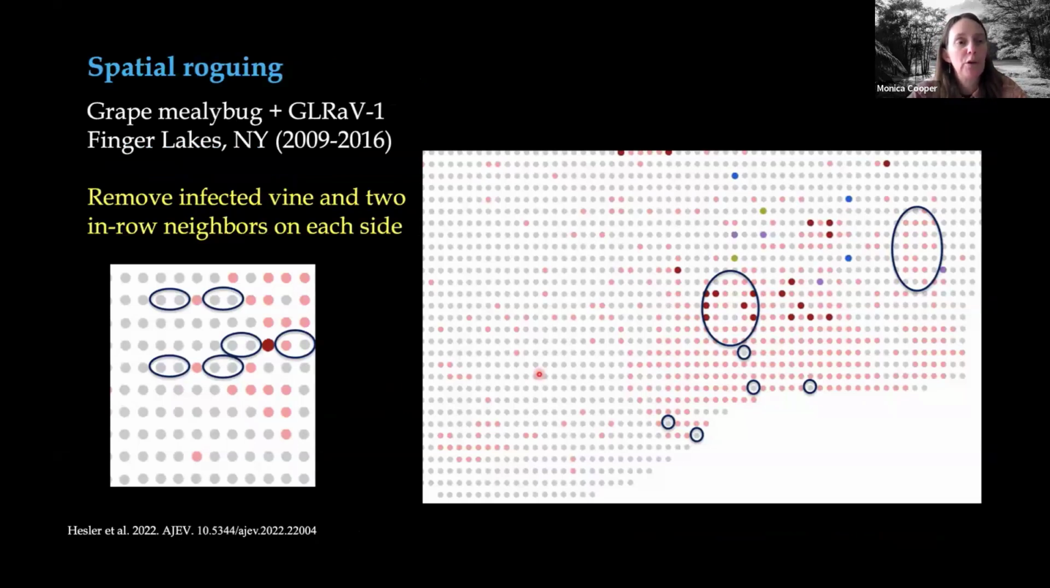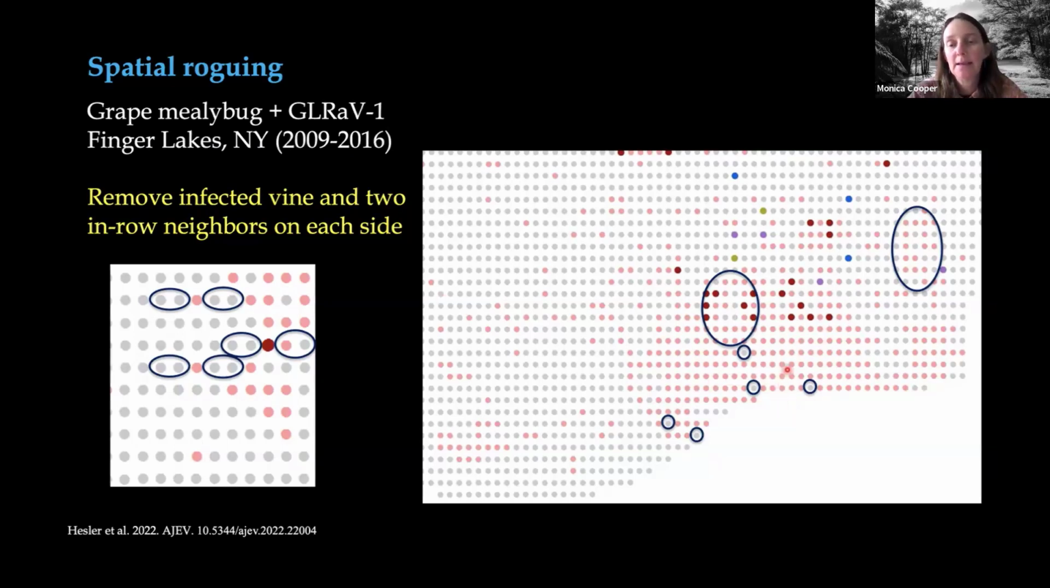Some work that came out of New York on spatial roguing looked at removing not only the vine that had symptoms, but also two neighbors on each side of that vine. So this work didn't come out until after we were basically done with a lot of our work in Napa. So I don't know how it might have sped up our process of getting leaf roll out of the vineyard.